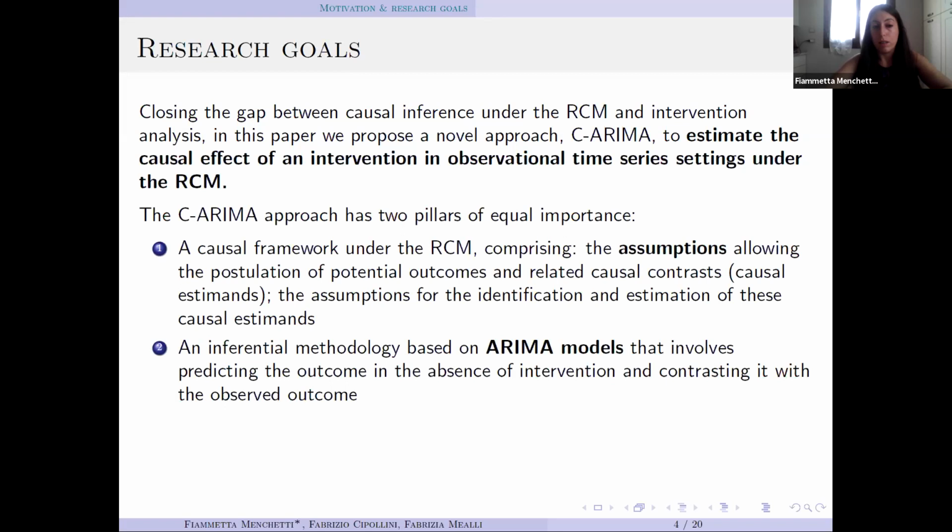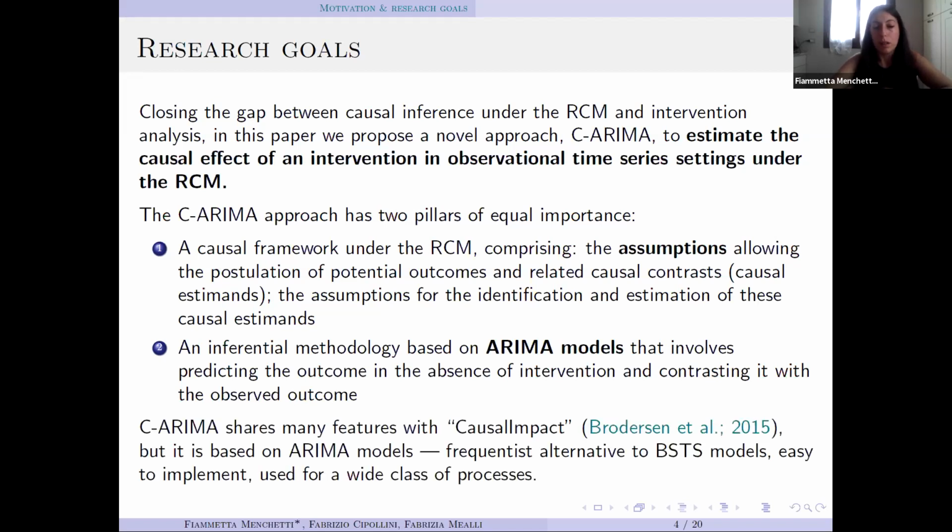The second pillar is a differential methodology based on ARIMA models that essentially involves predicting the outcome in the absence of intervention and contrasting it with the observed outcome. So this approach basically shares many features with CausalImpact by Brodersen, but it's based on ARIMA models, while CausalImpact is based on Bayesian structural time series models.